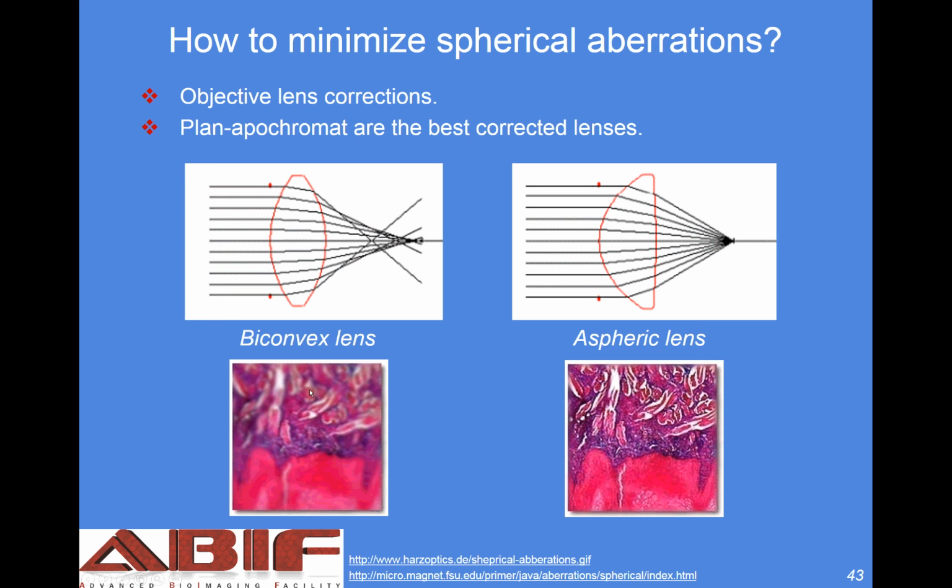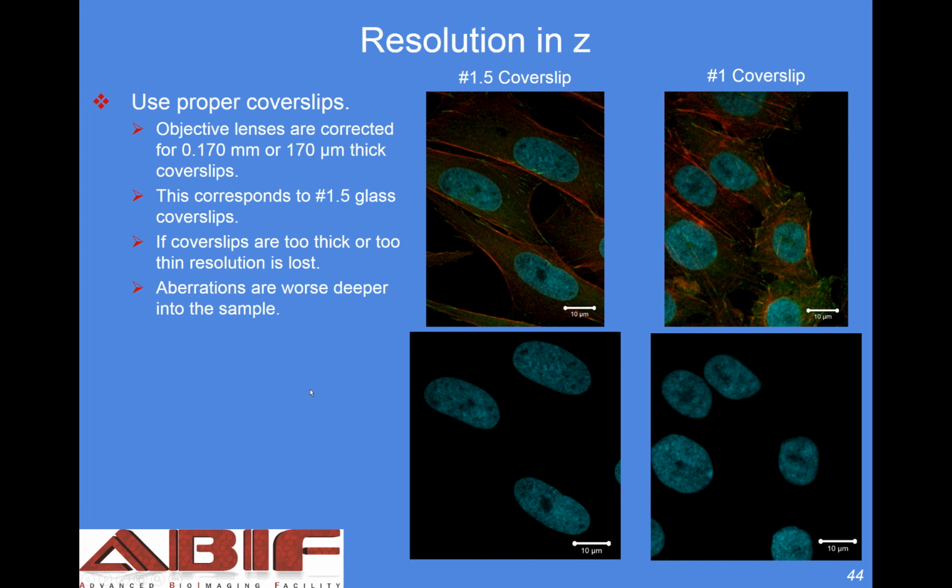One of the other causes of spherical aberrations is cover slip thickness. The microscope lenses are almost always corrected for 0.17 millimeter or 170 micron thick cover slips, and this corresponds to number 1.5 glass if you're buying cover slips. If the cover slips are too thick or too thin, then the resolution is lost because you get spherical aberrations, because the corrective optics in the lens is not expecting that layer of glass to be thinner or thicker than 170 microns. And the aberrations are worse as you go deeper into the sample.